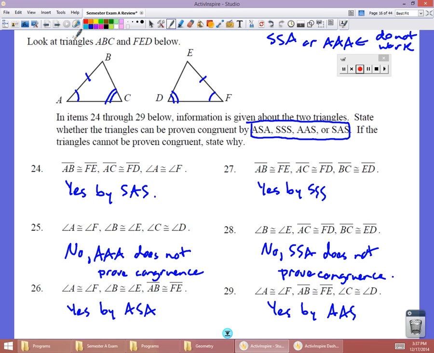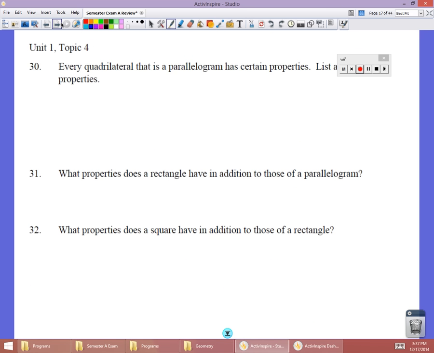Alright, that takes us to the end of problem 29, and we're going to move on to the next one, which is 30. Alright, if you are following along, we are now at the top of page 11. This video will take us to the end of page 13.